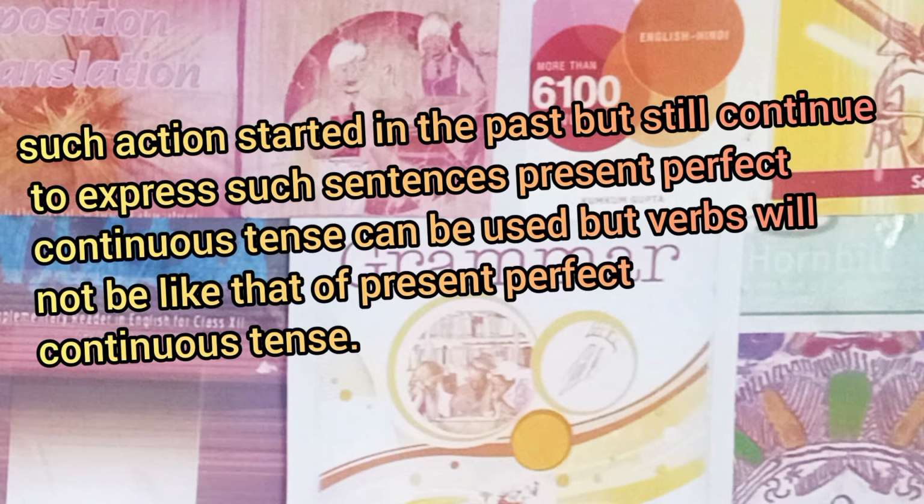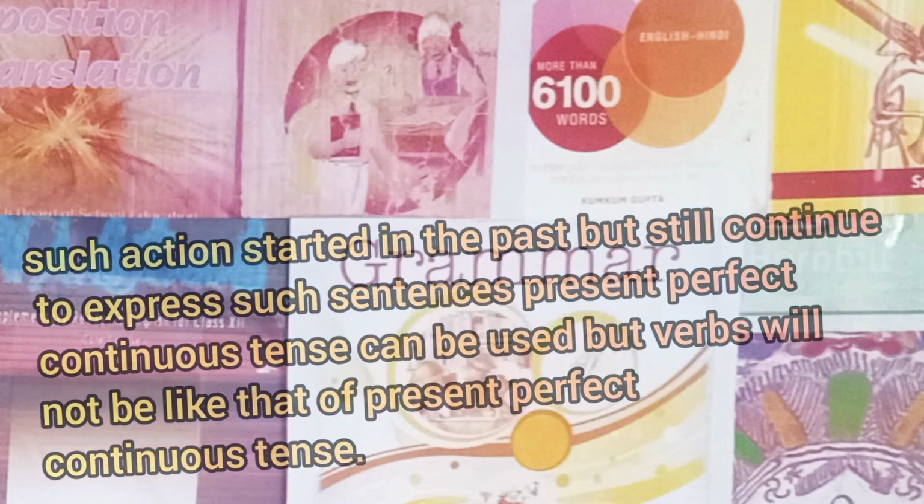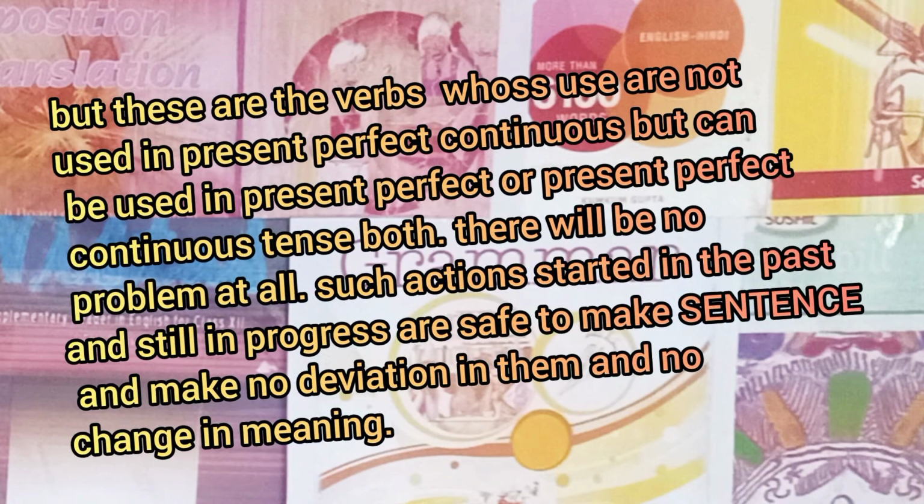To express such sentences, present perfect continuous tense can be used, but these are verbs which are not used in the present perfect continuous way, but can be used both in present perfect and present perfect continuous. There will be no problem. Such actions started in the past and still in progress are safe to make sentences with, with no deviation and no change in meaning at all.